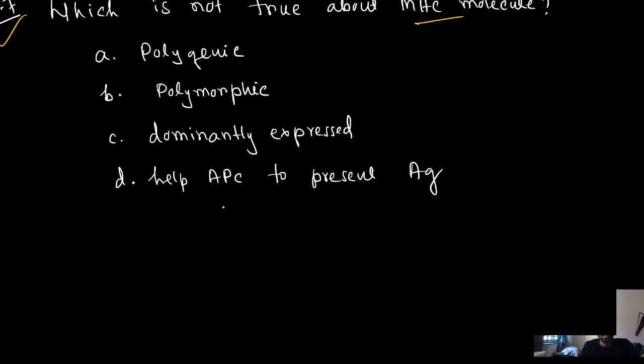Okay, polygenic, polymorphic, dominantly expressed, and help APC to present antigen. Okay, do it faster, guys. It's a really fantastic question. Okay, dominantly expressed, Aman is saying. Okay, let's see for other people.